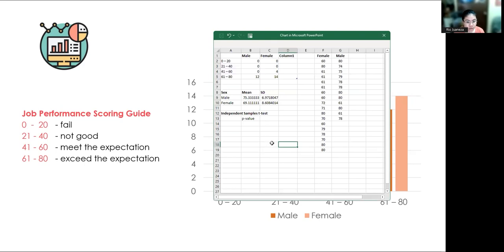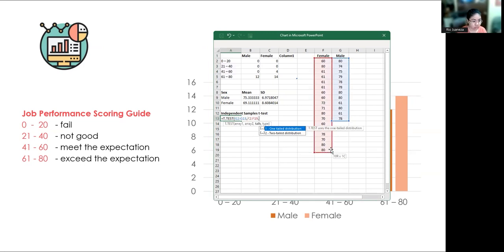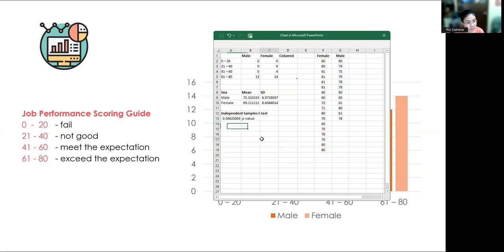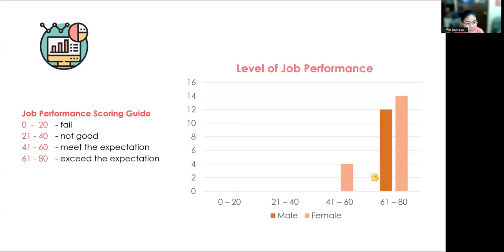Now we have to determine the p-value also. So we use the t-test. RA1, then RA2. Then for the tails, two-tailed again, then type 2. Now we have a p-value of 0.046250004. If we round it off to two decimal places, we have 0.05, right? 0.05 p-value. So we close this one for the meantime.